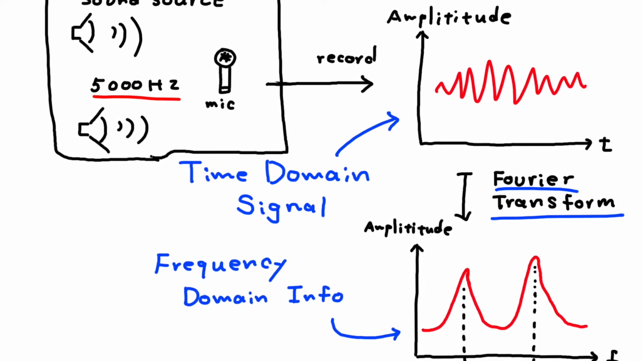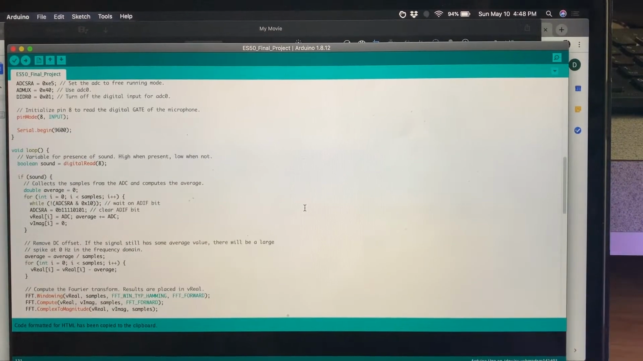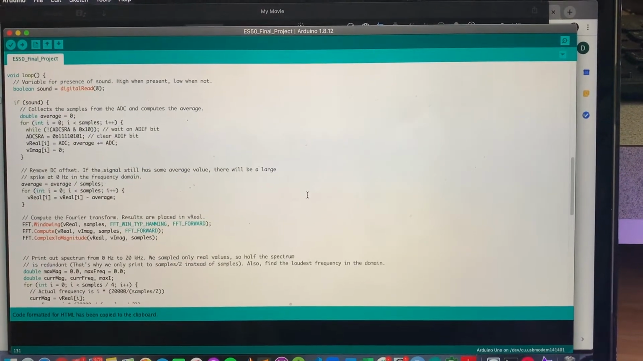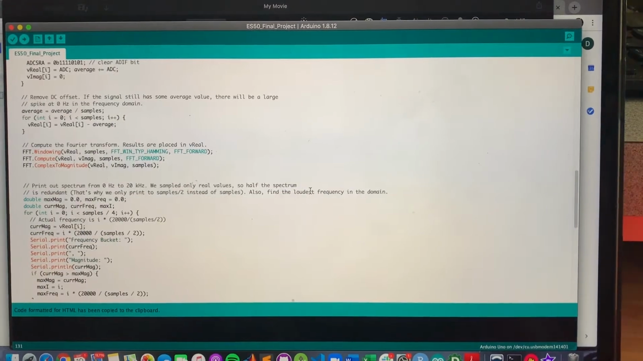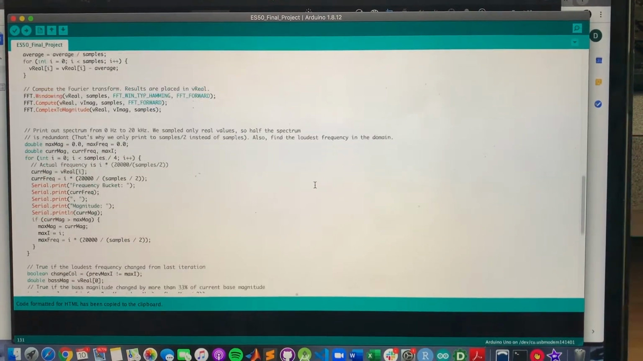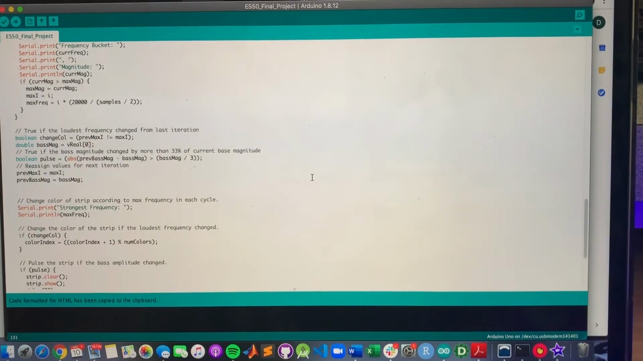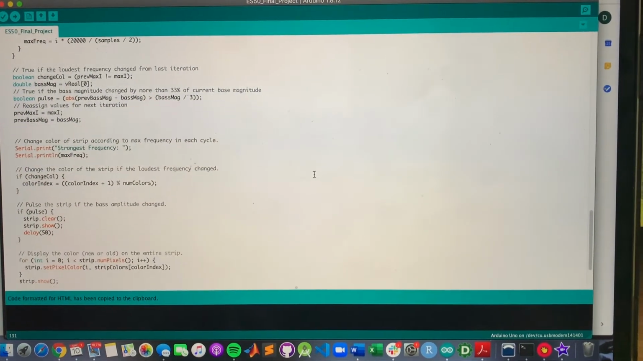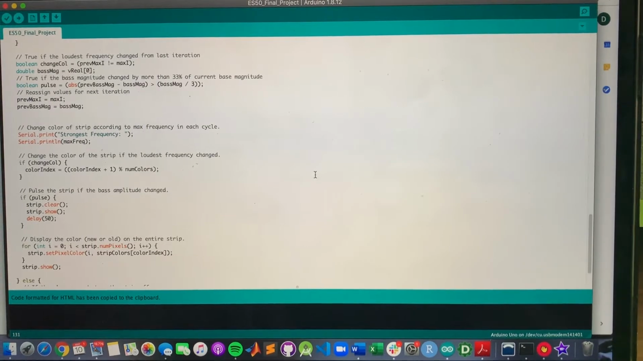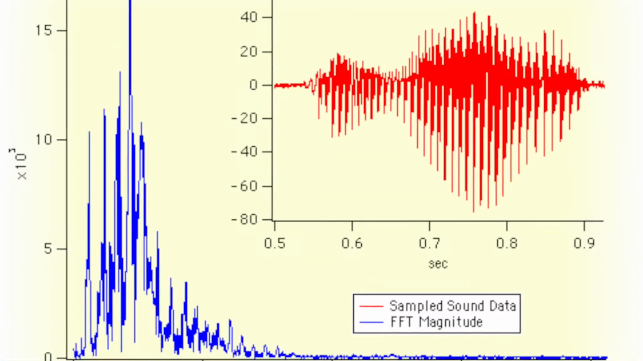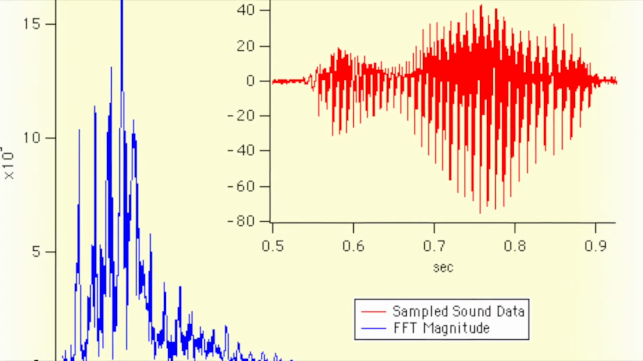The sketch first detects whether or not the microphone is receiving any sound by reading the gate pin. If it is, it receives 32 samples from the microphone and thereby creates 16 frequency buckets, ranging from 0 to 20,000 Hz, into which the amplitudes of the constituent signals are placed. I used the loudest signal from each sampling period to determine how the LED strip would act.